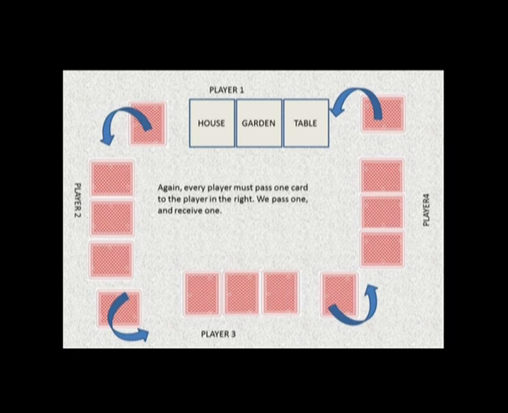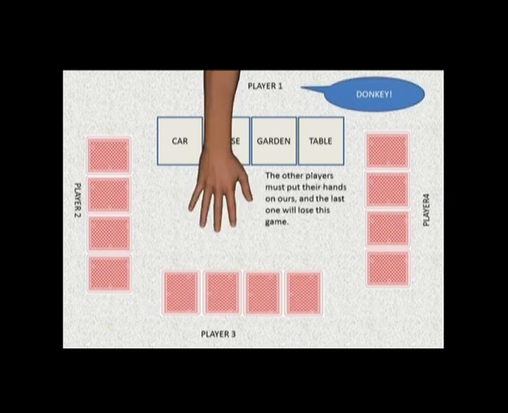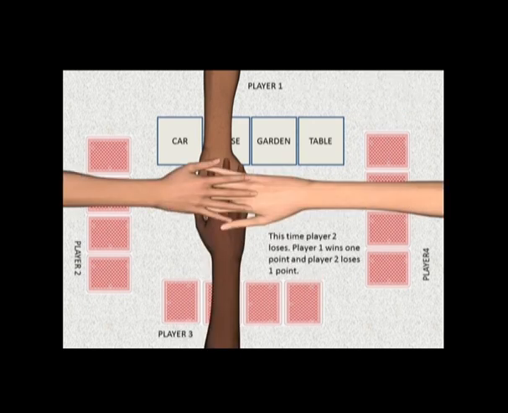We have collected the 4 cards with a noun, so we must say "Donkey" and put our hands on the table. The other players must put their hands on ours, and the last one will lose this game. This time player 2 loses, player 1 wins 1 point and player 2 loses 1 point.